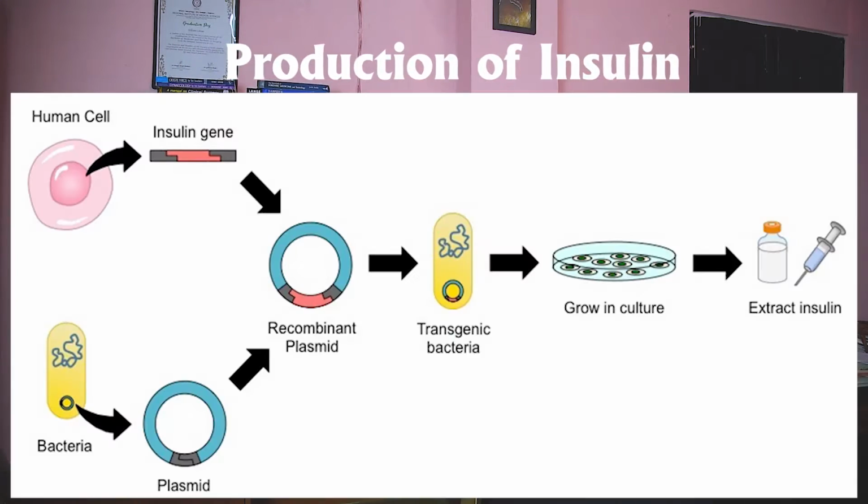Production of insulin. This is the human cell, and from the human cell we take out the insulin gene. From the bacteria we get a plasmid and a recombinant plasmid is formed, and further we can see the transgenic bacteria, which grow further in the culture, and finally we can extract the insulin after following all this process. That is how insulin is produced by recombinant DNA technology.